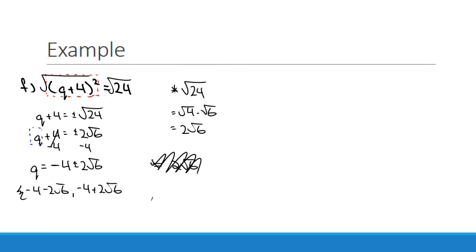Now remember, if you really wanted to, you could punch this into your calculator and you'll get some decimal answers. It's just that the decimal is going to be an irrational number, meaning it's going to go on forever. It'll never have a pattern. So it's just neater to leave it as a radical. So that's why we leave it as a radical.